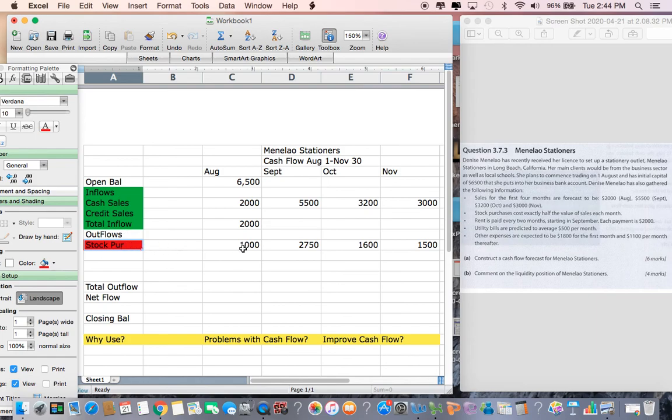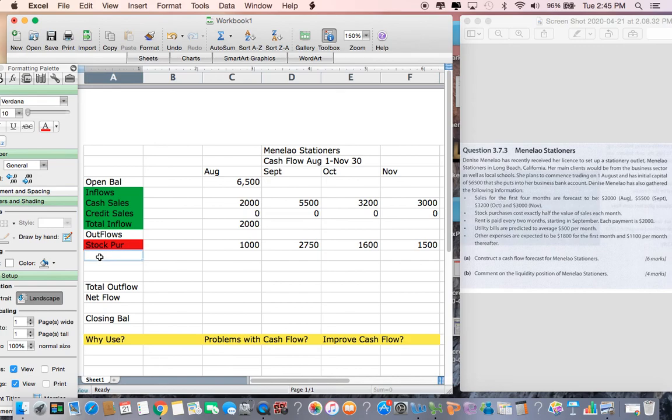So the stock purchases, it says right here, stock purchases cost exactly half the value of the sales each month. So that's where I'm getting 1,000, which is half of the sales. Let me put a 0 in here because there's no credit sales. Nobody's allowed to buy on credit.